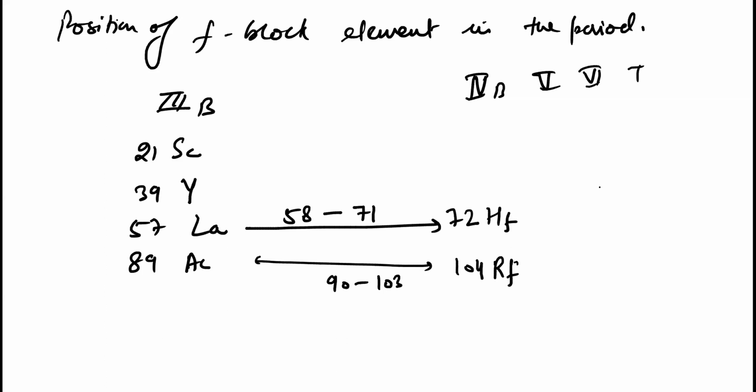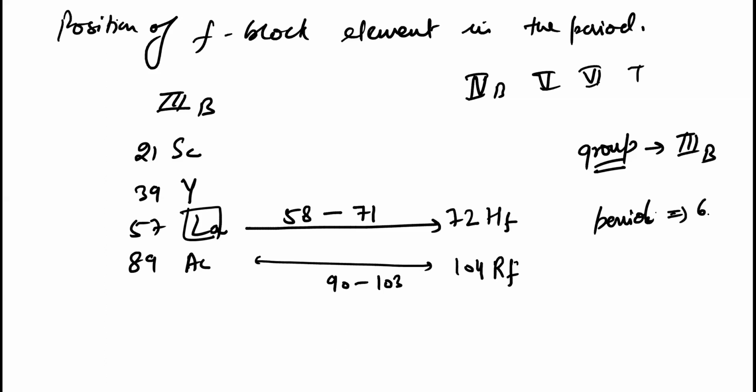Yes. So if I talk about that, in which group are they going to lie? They are going to lie in this drawer, and this drawer lies in the third group. When you open this drawer, you will imagine that there is a drawer where these elements are placed. So the group is 3, and this is 3B, and the periods are 6 and 7. Got it?